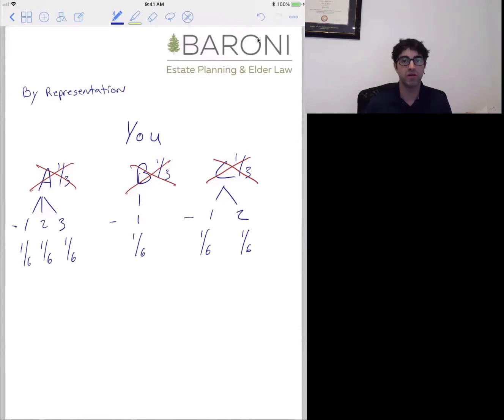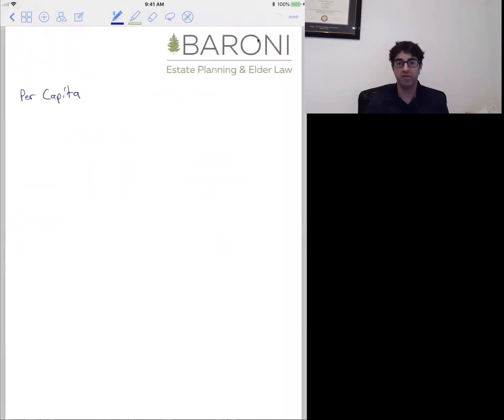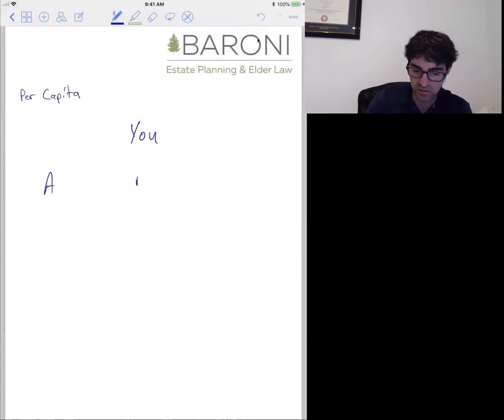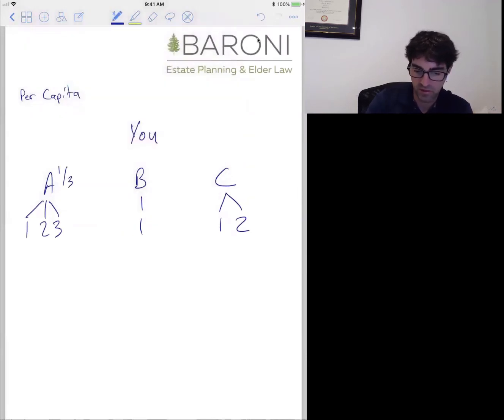There is one more alternative, and it's called per capita. Let's take a look at that. The definition of per capita is the shares are going to be determined by the number of descendants at each level. Okay, so let's look at the example. You again, your children, their children, or your grandkids. 1/3, 1/3 here, 1/3 here.